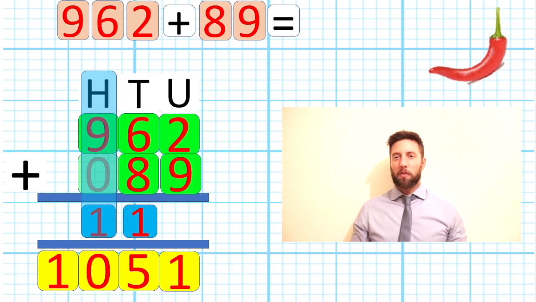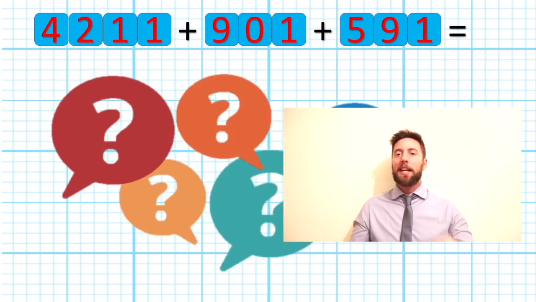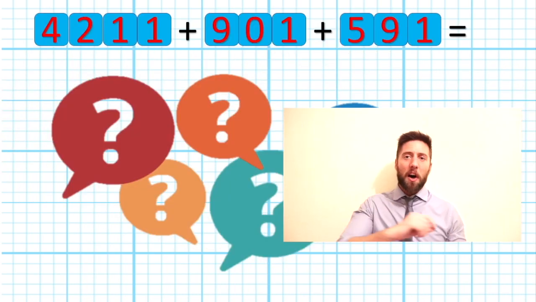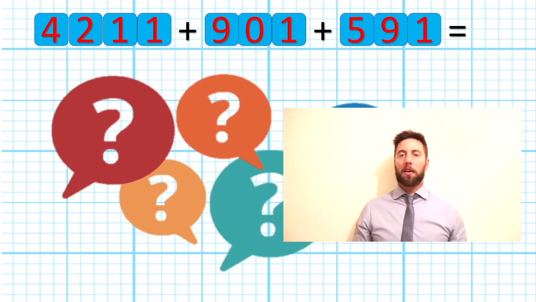And that's great. Right, if you are up for it, I have got a mega challenge here for you. This is a really hard question, and this is as hard as it could possibly get. Now I've got 3 numbers here. That's a little bit different, but it's not harder. It just means we've got 1 extra row to add up. Okay, so have a little go at that.